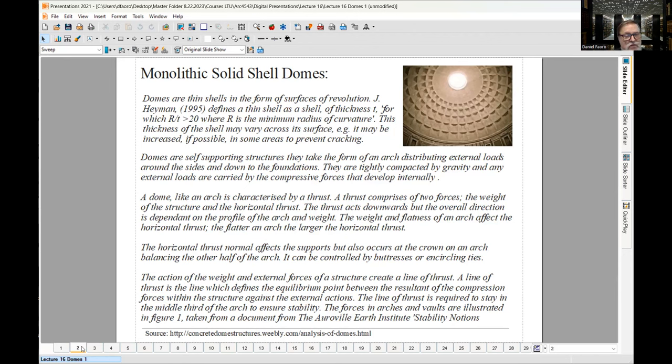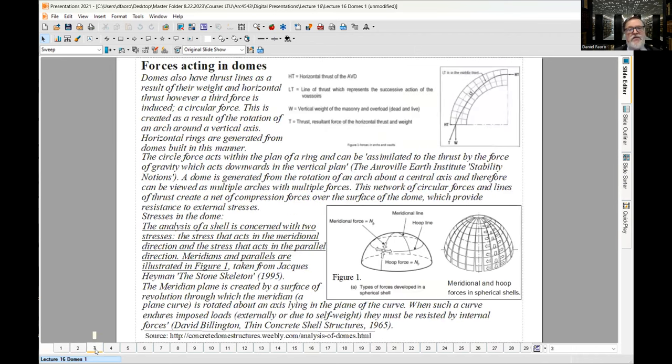A line of thrust defines the equilibrium point between the resultant of the compression forces within the structure against the external actions acting on it. The line of thrust is required to stay in the middle third of an arch to ensure stability. We saw that earlier when we were talking about arch structures, and same idea here. Basically, you would like the line of thrust of the section cut, which looks like an arch, to be in the same condition.